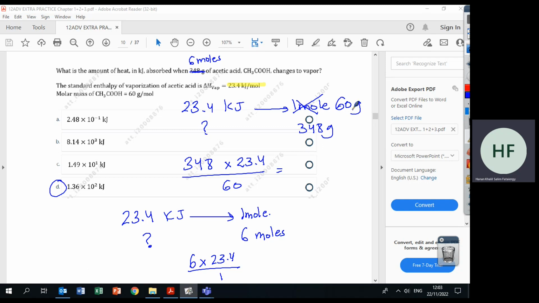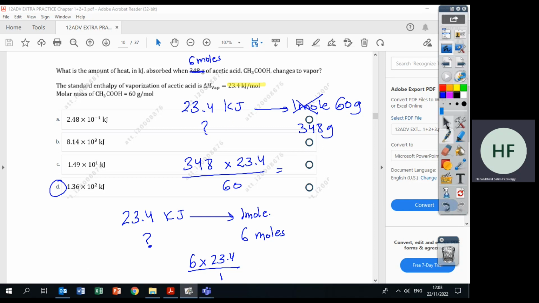دائما اللي فوق بعض they should be the same. This one and this one, of course, they will not be the same. Okay, بس دائما اللي فوق بعض they should be the same unit.